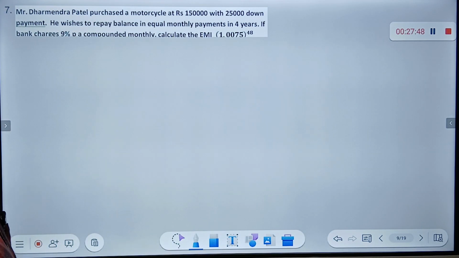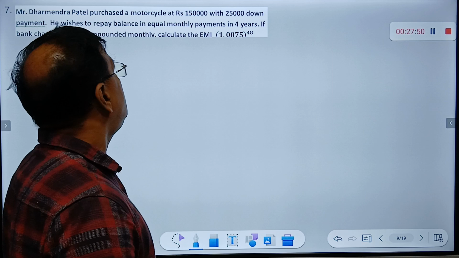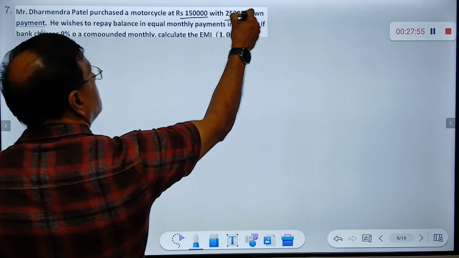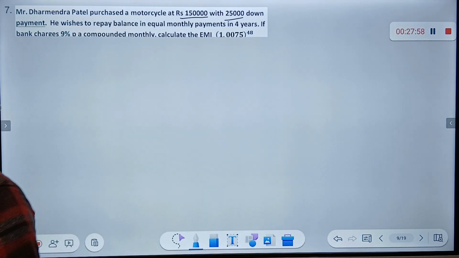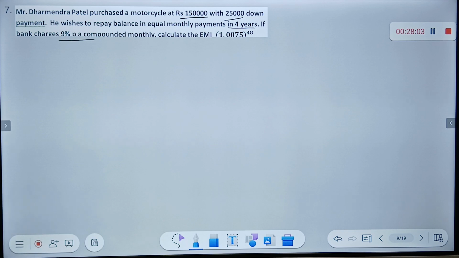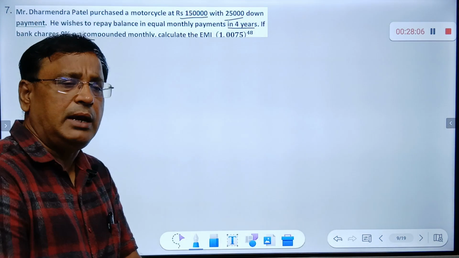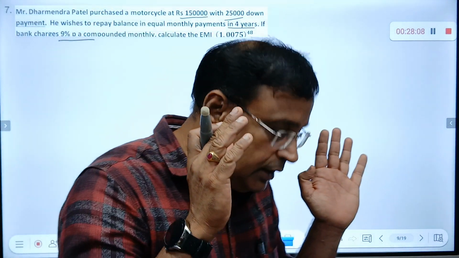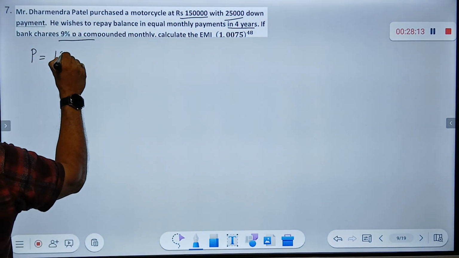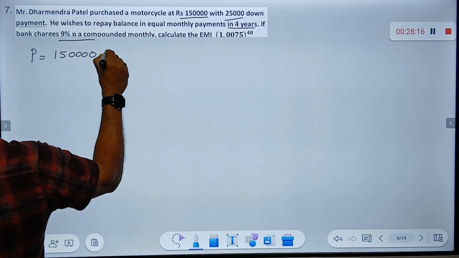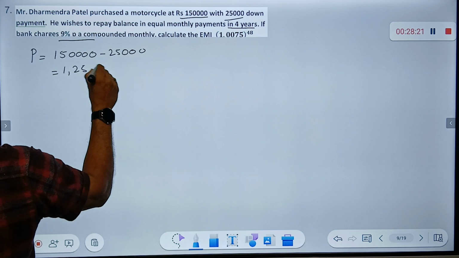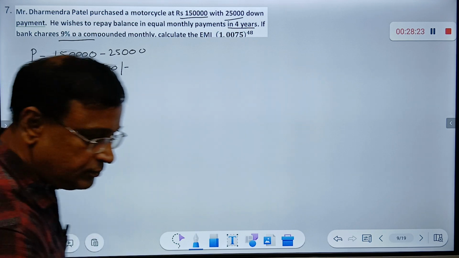Mr. Dharmendra Patel purchased a motorcycle for 1,50,000 with 25,000 down payment. He wishes to repay the balance in equal monthly installments in 4 years, if the interest is 9% compounded monthly. Same question, same type, only the numbers are different. We are only testing our numerical ability. So what is my principal? My principal is 1,50,000 minus 25,000, which happens to be 1,25,000. This is my principal. Correct?